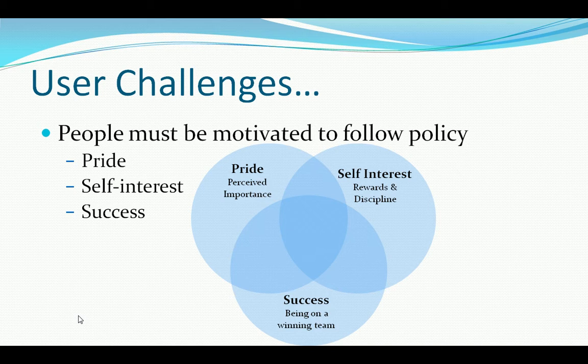The other one is being on a winning team. Nobody wants to be on the losing team. Most people want to be on the winning team. So that's a powerful motivator. You take these three motivators, and in the middle there, I probably should have put something in the middle there, you put these three together, and that's where you get your motivation to implement these policies. So if you can spin or somehow present these policies to play to pride, self-interest, and success, then you have a much easier time getting people to adopt these policies.